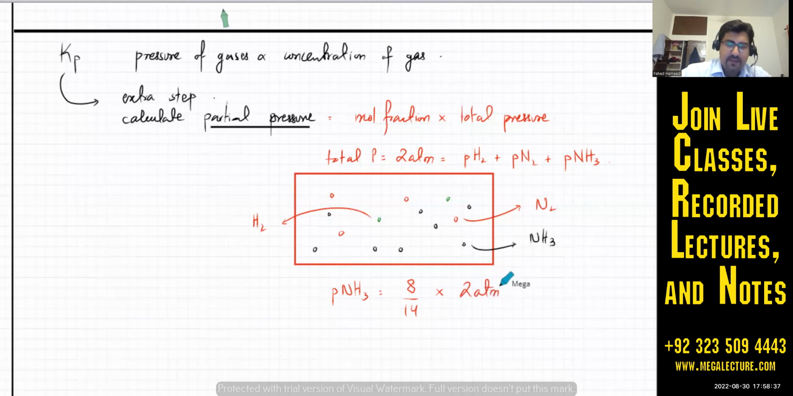Can anyone tell me what's the partial pressure of NH3? And what's going to be the partial pressure of N2 as well? Okay, out of 14 particles, 4 of them belong to N2. And partial pressure of H2 is, ये पूरे container में you've got just 2 particles out of 14, and that's into 2 atmospheres.